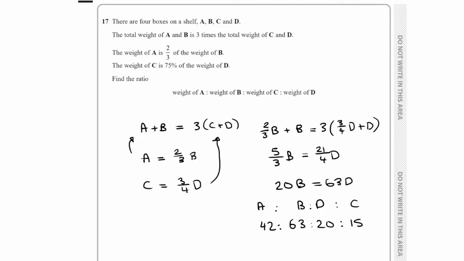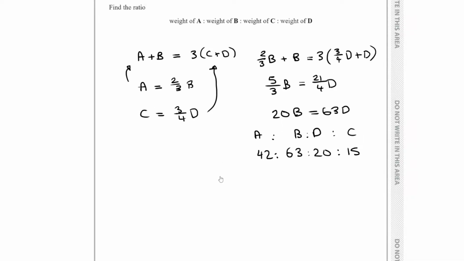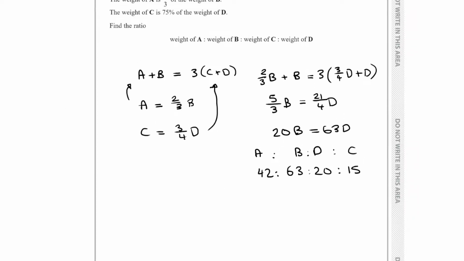Now, the only thing I need to do, obviously, is then let me write it in the correct order, because they wanted, can you see that? They wanted A, B, C, D, obviously, in that order. So A to B to C to D, I've got 42, I've got 63, then I've got 15, and then I've got 20. Now, they haven't said in its simplest form. I don't think that would simplify anyway. I'm just thinking those ones would divide by 3, but not the 20. So, yeah, I would just leave it like that, personally.